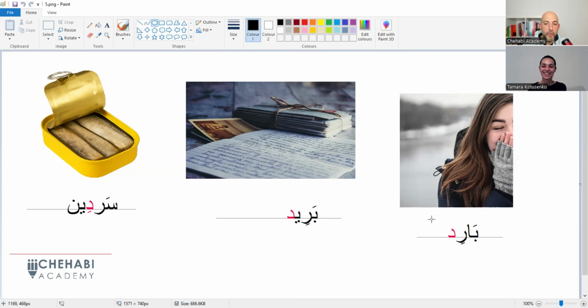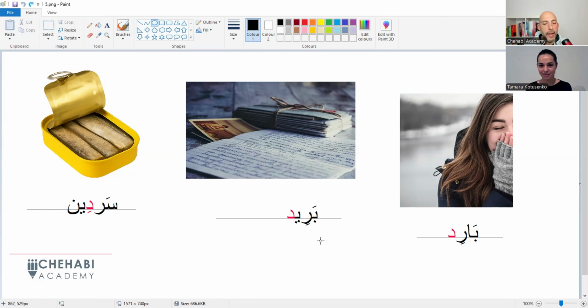Now let's see these three pictures. The first one, barid, exactly, you see? Why? The first syllable has the long vowel. Barid. This is an adjective. This is the first adjective we learn in this series of videos. What does barid mean? Cold.